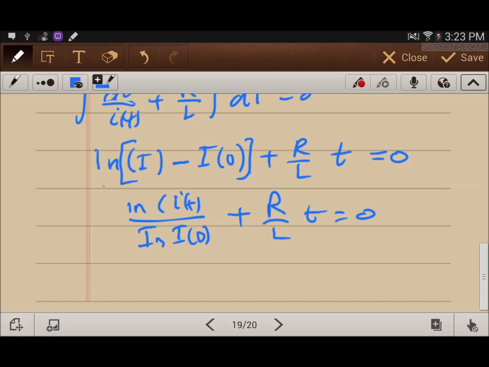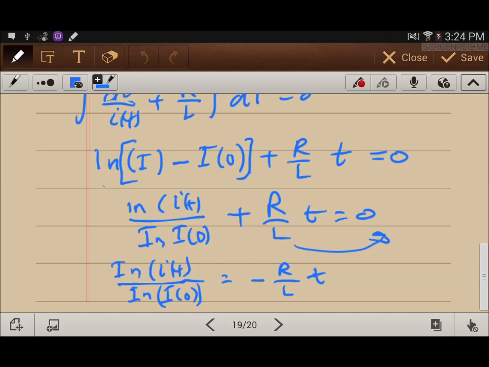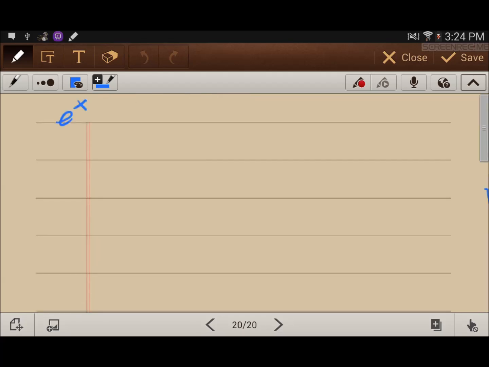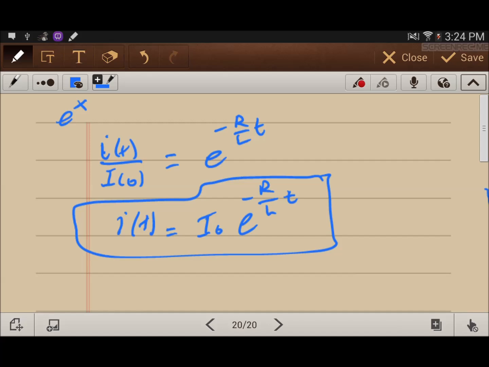Now we will write the equation by moving this term to the other side with a negative sign. So ln of i(t) over i(0) equal to minus R over L t. Then taking e to the power of both sides of the equation, this will give me i of t over i0 equal to e to the power minus R over L t. So i of t is equal to i of 0 e to the minus R over L t. So this is the natural response of the RL load.